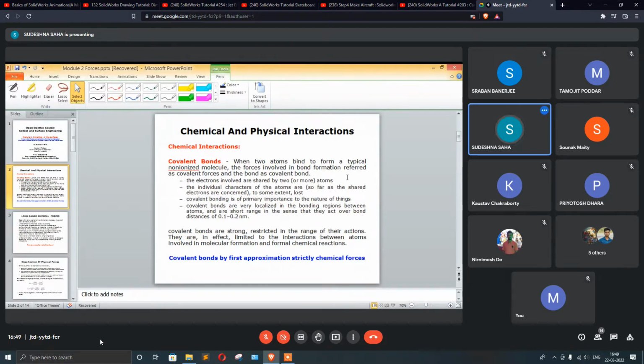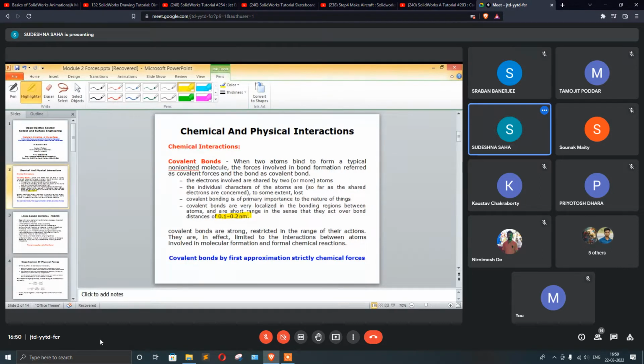If you just see it for the covalent bonds, they basically act at a bond range of somewhere around 1 to 2 nanometers. That has been written over here. So just 1 to 2 nanometer. Sorry, 1.1 to 2.2 nanometer, that is basically 1 to 2 angstrom.